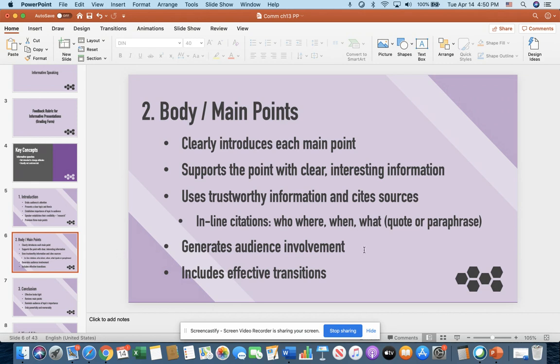Generate audience involvement. The way you do it is you ask questions like, "How many of you have been to the Grand Canyon?" Or, "Have you ever thought about what it would be like to spend the night in the Grand Canyon?" So you're involving your audience to think, to do by raising their hand, by shaking their head yes or no, by making them laugh. All those are ways that involve the audience in your speech. And then, as we mentioned before, include effective transitions.